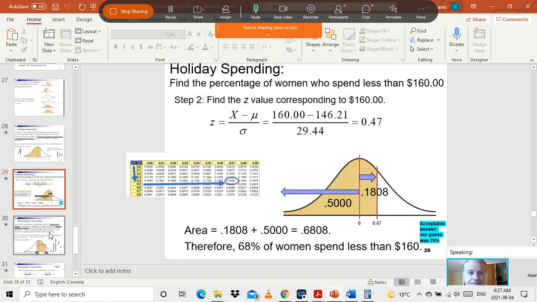And you'll see the answer is acceptable because our guess was around 70%. If we had got an answer of 25%, we would know something was wrong, because there's no way this is 25% when this half right here is 50%. So make it make sense. Let's try another one.